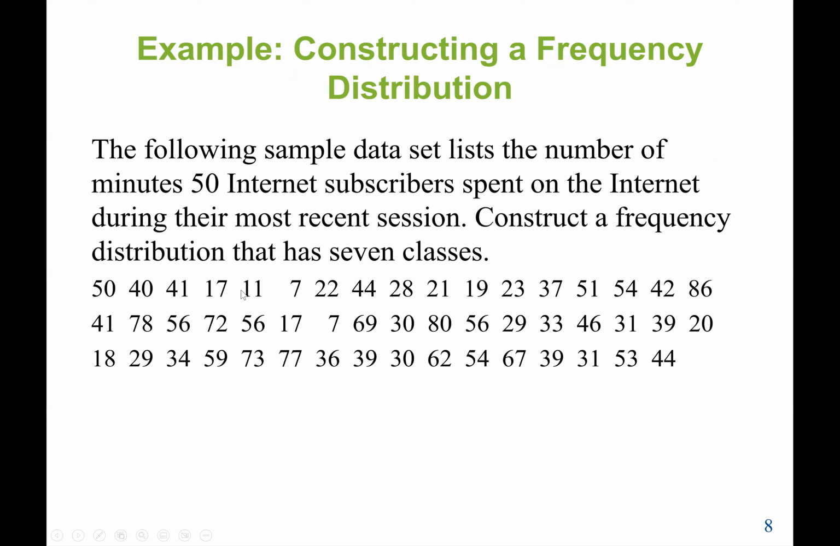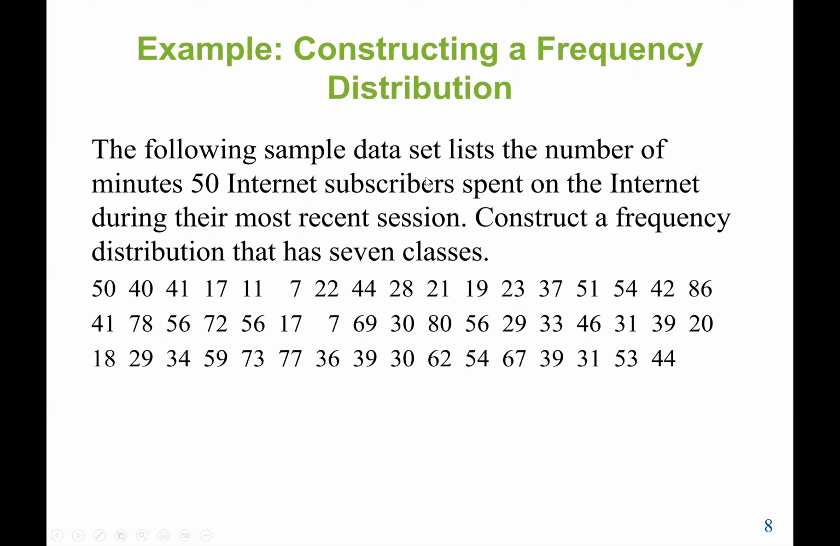So here we are given a data set. This data set consists of the time 50 internet subscribers spent. The sample data set lists the number of minutes 50 internet subscribers spent on the internet during their most recent session. Now the question says we should construct a frequency distribution that has 7 classes. So here the number of classes is given to us. Now this is our data set.